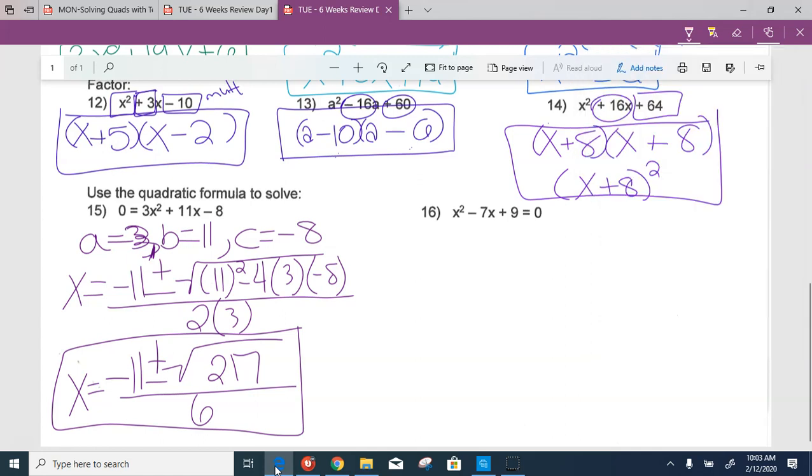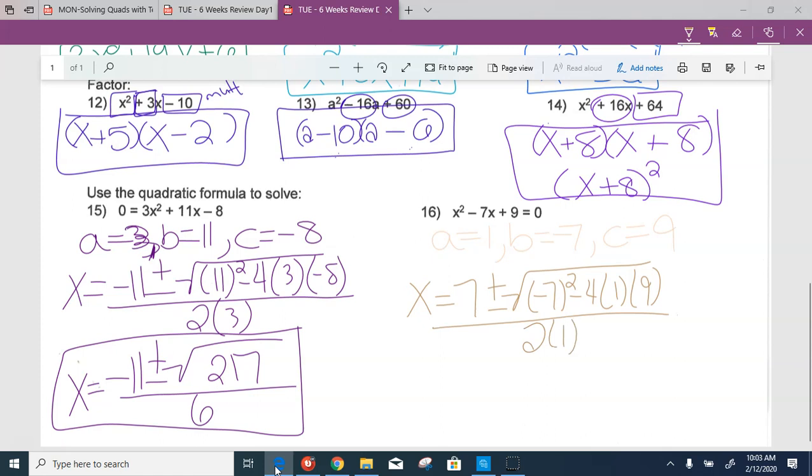And number 16, it equals 0, and I have all three pieces. So my A value is 1, my B value is negative 7, and my C value is positive 9. I really can't see this color that well, sorry guys. So I have x equals negative b, which would be a negative 7, so a positive 7, plus or minus the square root of b squared, negative 7 squared, minus 4 times 1 times 9. All that over 2 times 1.